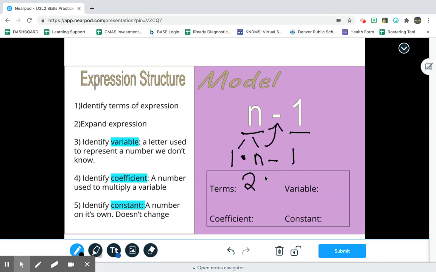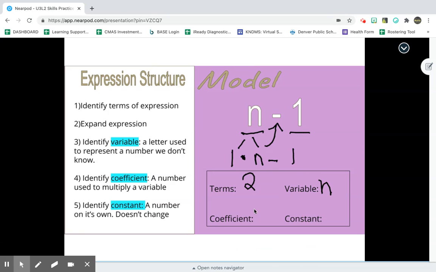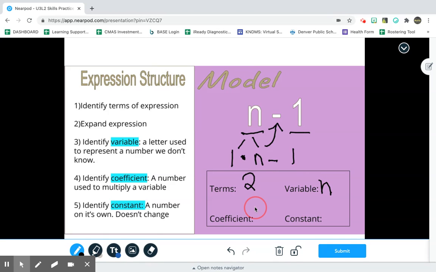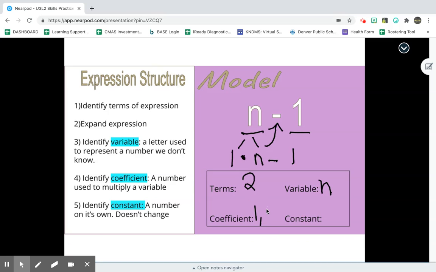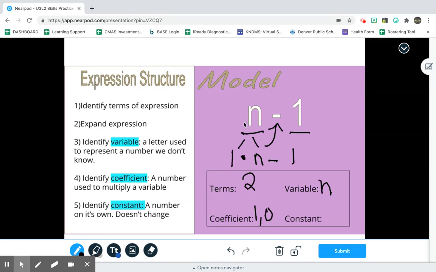So as we go through this, what is my variable? Well, that's easy to see. My variable is n. It's the letter. What is my coefficient? In this case, my coefficient could be 1. An acceptable answer will also be 0. There is no coefficient if you look up here. But 1 is what you want to say because 1 is actually what this n represents. It's 1n, which you'll understand more as we work with letters in the future. An n by itself is just 1n. So it's 1 times n. And then what's the number that's by itself and doesn't change? Well, that's the 1.